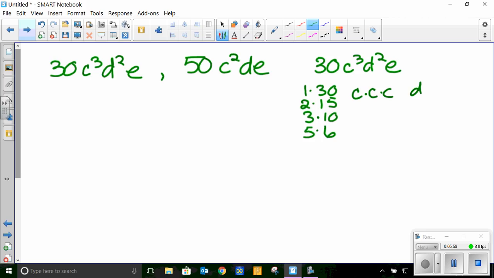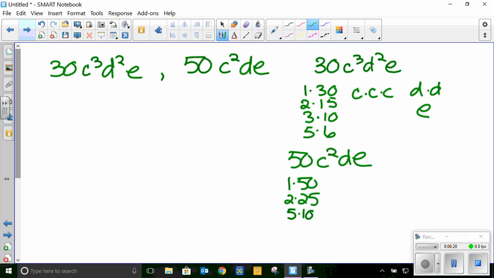I have 2 d's, 1, 2, and I have 1 e. All right, when I do my 50 c squared d e, I have 1 times 50. I have 2 times 25. And I don't have a 3 times anything or a 4 times anything, but I do have 5 times 10.